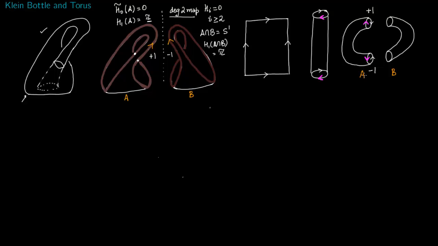So again, this A is homotopically equivalent to a circle. Since A is homotopically equivalent to a circle, you can clearly say that its reduced homology group is going to be zero for both A and B. Then the first homology group is integers, and the higher homology groups are all zero for both A and B. But now notice A intersection B is two circles.